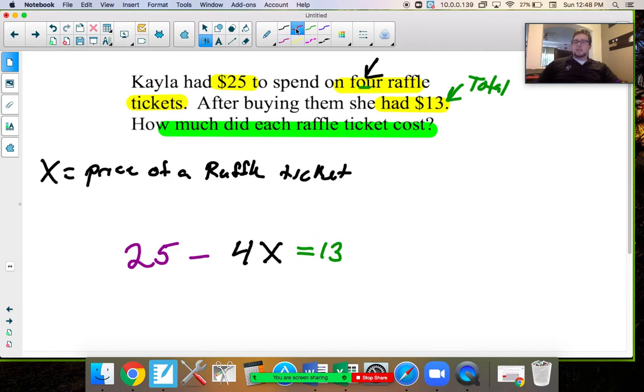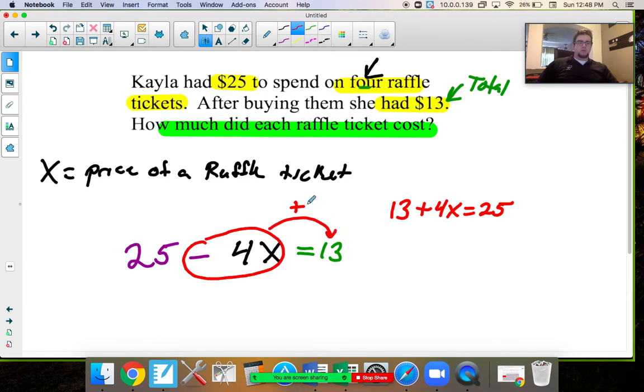There is another way to set up this equation. It gives you the same answer. You could also say that 13 plus 4x gives you the 25 that she started with. But notice the subtle differences here. Here you have 25 minus 4x. Here you have 13 plus 4x. It's as if I move this entire thing to the other side, and when it jumps ship, we make it a plus 4x. We already see that happening in our equations. If this was 25 minus 4, you could add 4 to both sides to get rid of it. So either one of those equations is perfectly acceptable to set up and solve.